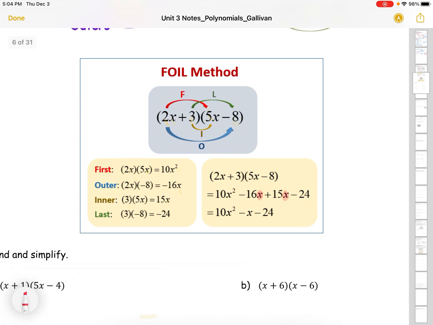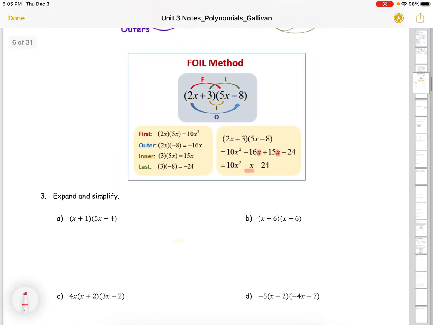We want to make sure that we simplify, so we have common terms of x, so we're going to do that to get our minus 16 plus 15 gives us minus x. Okay? FOIL is very, very, very useful, and we use it a lot. You'll use it in 10C, you'll use it in 20, you'll use it in 30, you'll use it forever.